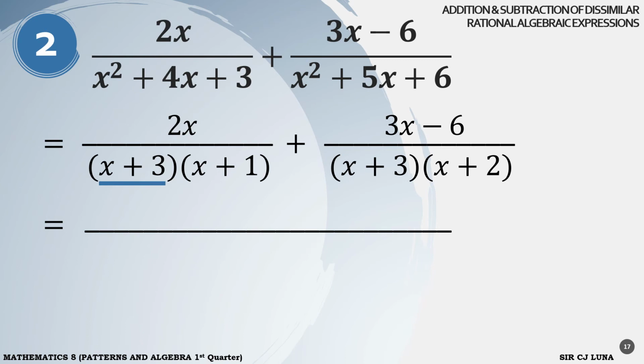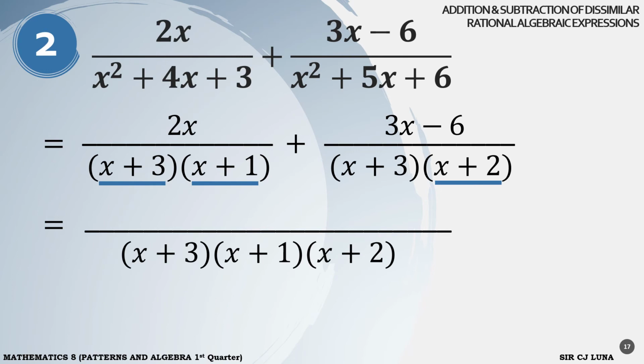We have x plus 3, x plus 1, and x plus 2. So, yung tatlo. Okay? Yung x plus 3, huwag mo nang kunin ng isang beses pa, kasi pareho lang naman siya eh. Okay? So, kunin mo lang yung mga LCD. Okay? So, we have x plus 3, quantity x plus 1, quantity x plus 2.